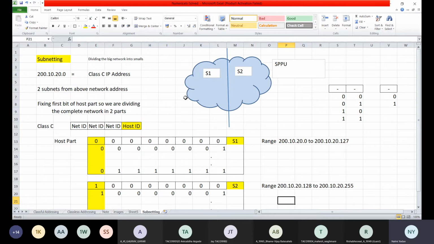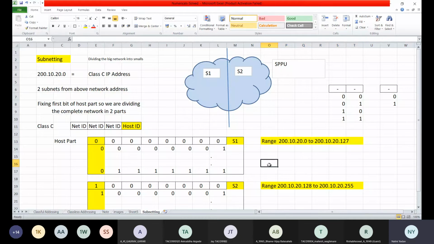And then to find the range, I will be just making the variation in the remaining host bits to find the range of the IP addresses from the given network. Now, as we have already said many times, the first and last addresses are used for the network ID and the broadcast ID, correct? Even we have seen the limited broadcast and direct broadcast yesterday.